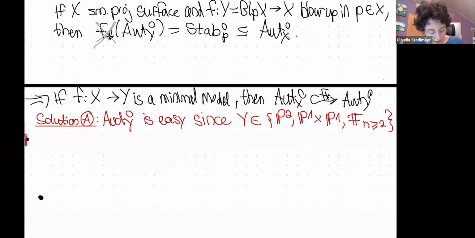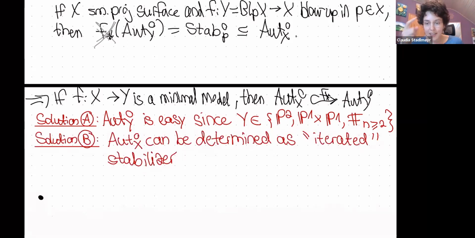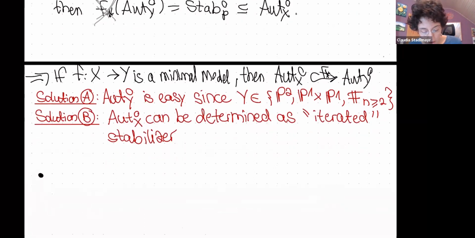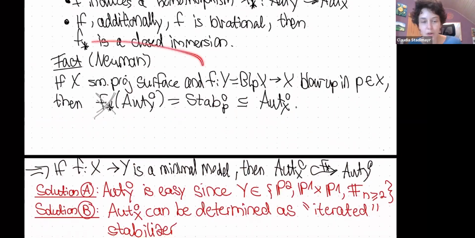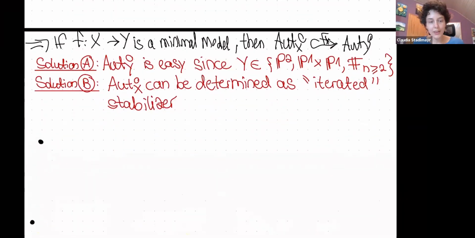image of I. That's also dealt with quite easily in our setting now because Aut X0 can be determined explicitly as iterated stabilizers by the fact we've seen on the previous slide, because f is just a sequence of blowups in points, and then we just intersect the stabilizer subgroup schemes of the points we've blown up and take their connected components by this fact due to Neumann. Okay, so those problems are solved in question 2.